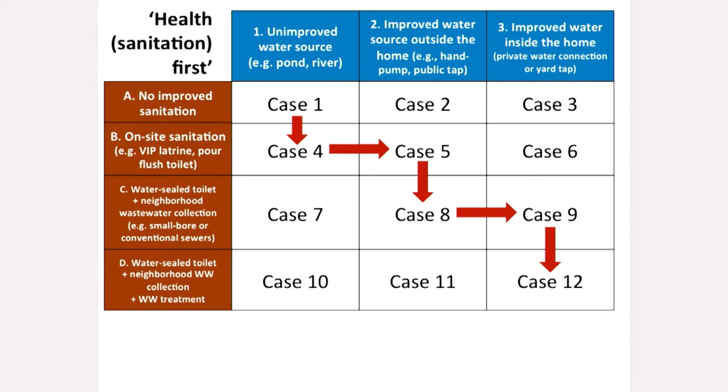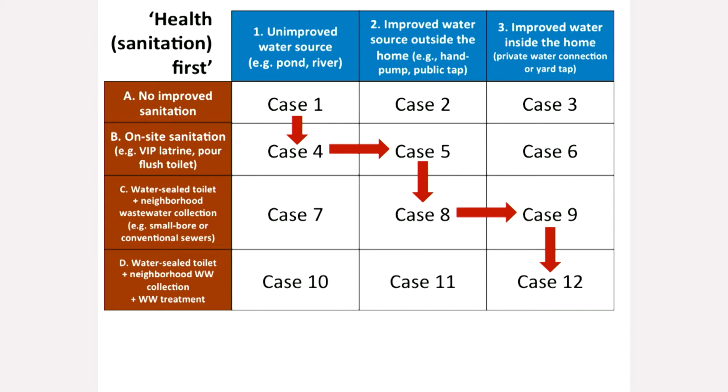A health first development path would be case 1 to case 4, then to case 5, case 8, then to case 9 and on to case 12. The associated costs would be to go from case 1 to 4, $5 US, to case 5, $10 US, to case 8, $20 US, then to case 9, $25 US, then finally to case 12, arriving at $35 US per household per month.